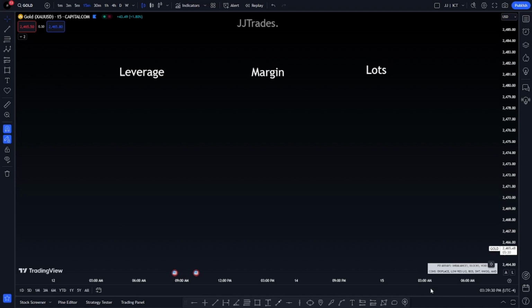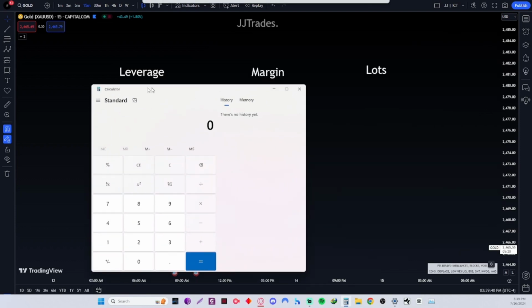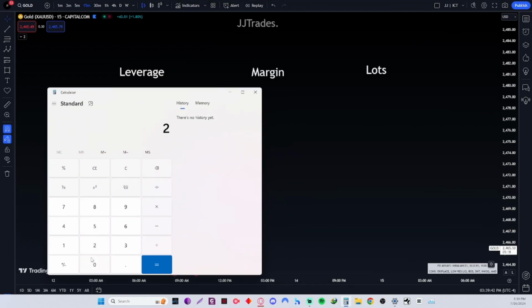So what that basically means is every dollar that you deposit into the broker, you get $200 worth of buying power. So let's pull up the calculator just to make this easier for you. Let's say you put in $20. Every dollar that you put in equals $200 in buying power, so all we have to do is $20 times 200. So you have $4,000 worth of buying power.